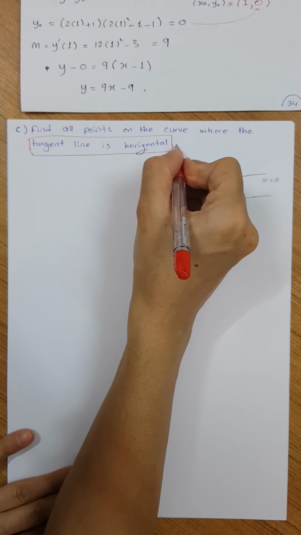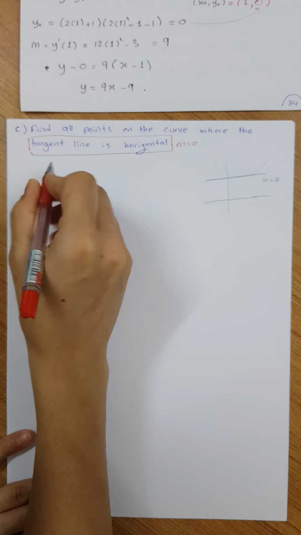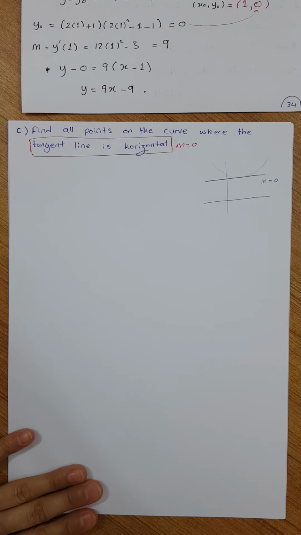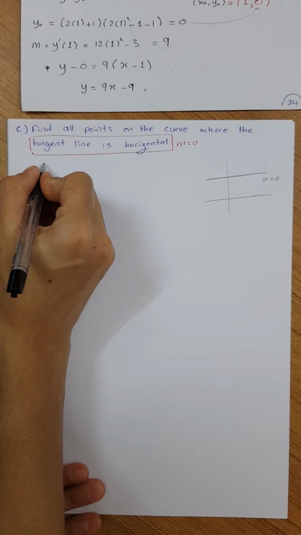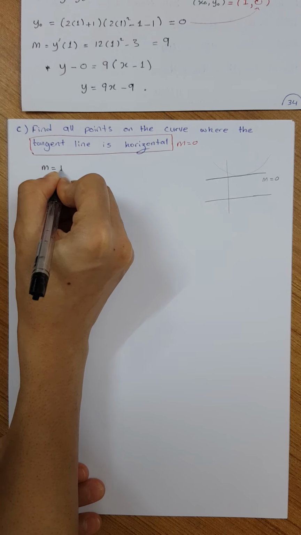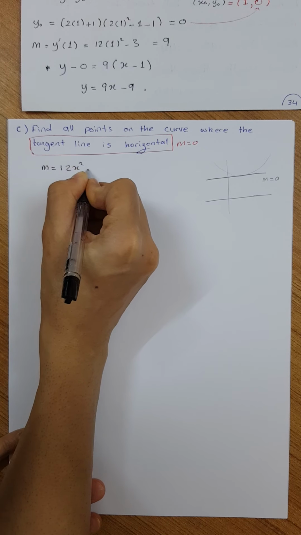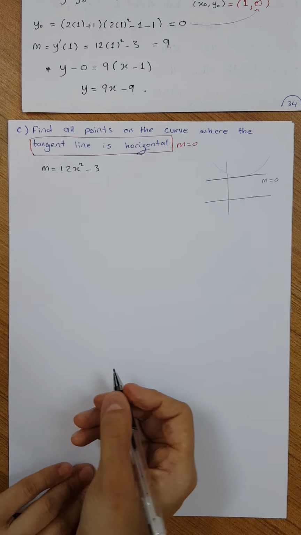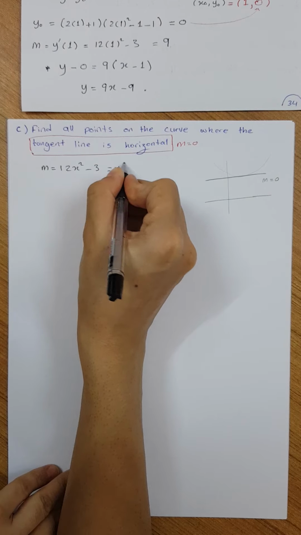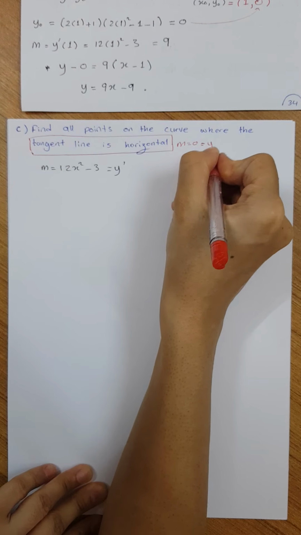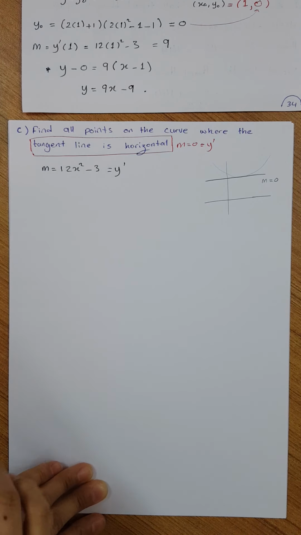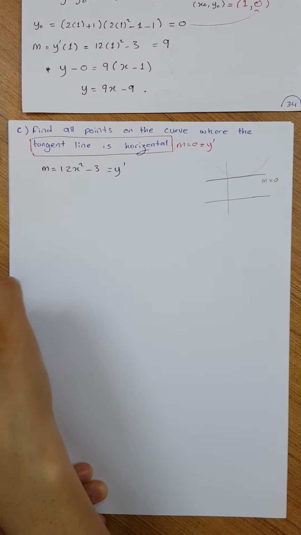That means find those points where m is equal to 0. This gives the same meaning. You're doing that procedure. Okay, where m that we have got is equal to what? M is equal to 12x squared minus 3. And of course that's the y prime. And here you can say that it's the same thing as saying y prime is equal to 0, because m is equal to the derivative of the function, so it gives the same meaning.